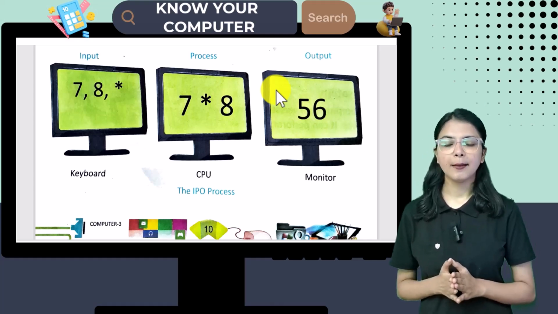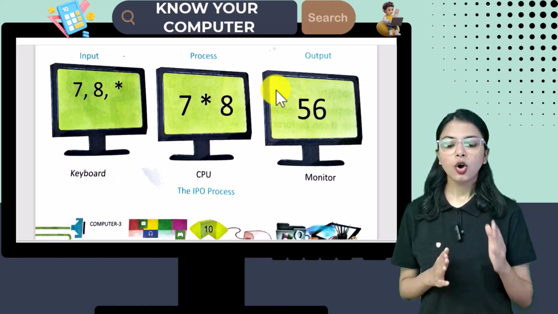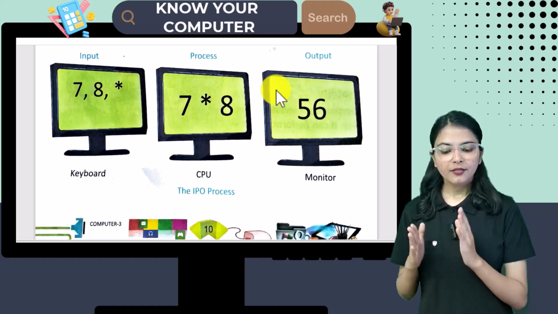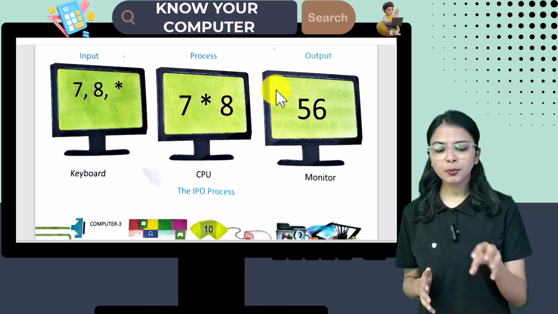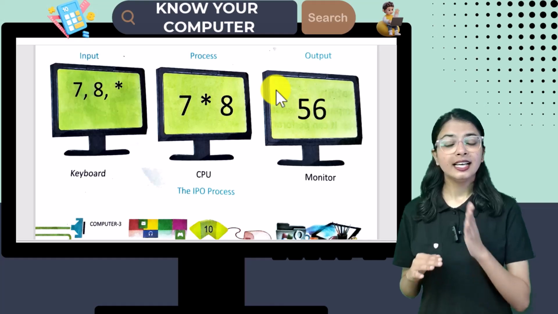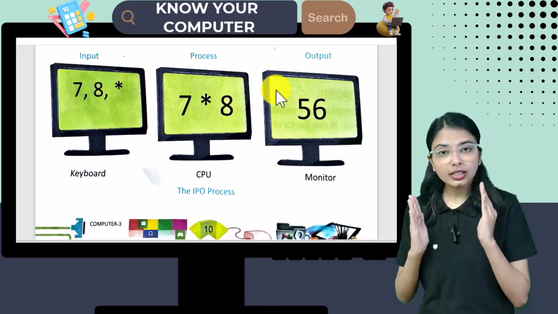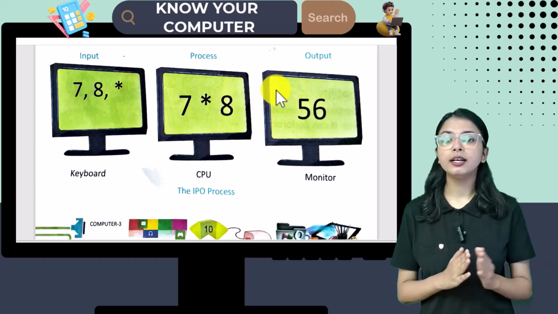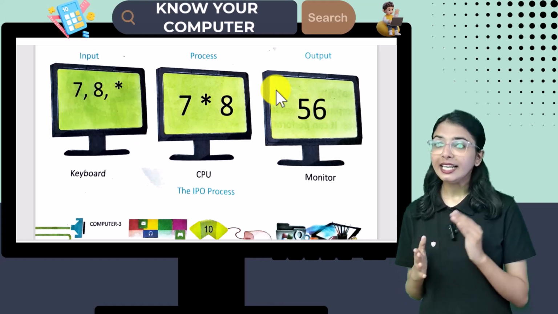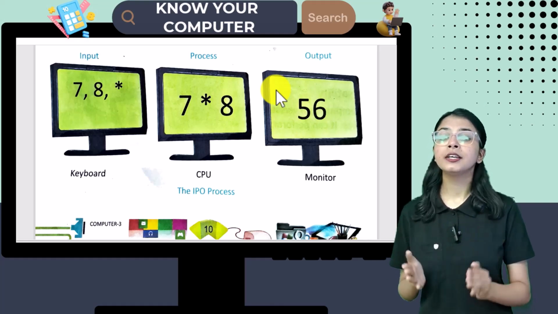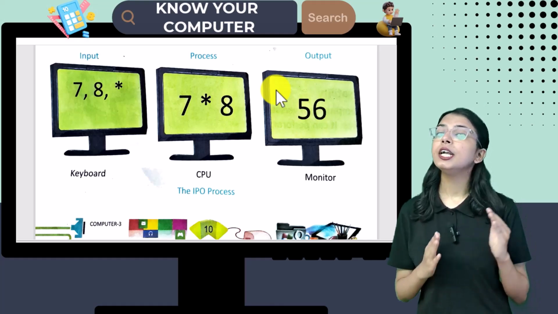So here is an example given. If we write on the keyboard 7, 8, star, so we have given the input as 7, 8 and star. Now the CPU will process the data, that is 7 into 8, that is 7 multiplied by 8. So this is the processing performed by the CPU. And next, the monitor. So the monitor will give us the desired result. So what will be our desired result? 7 into 8 is 56.